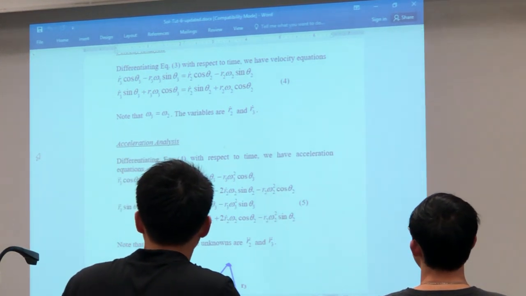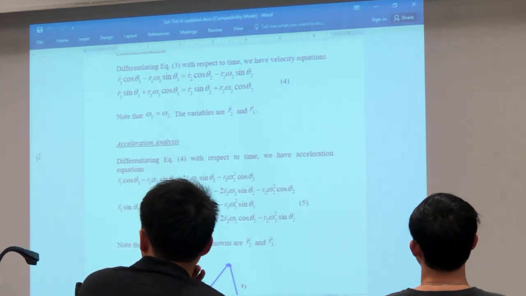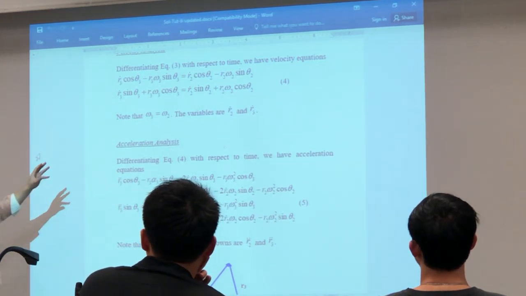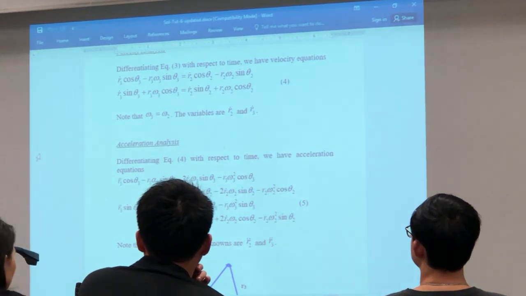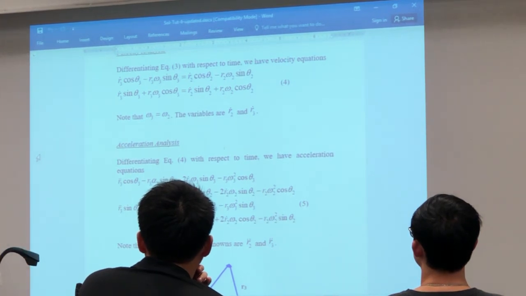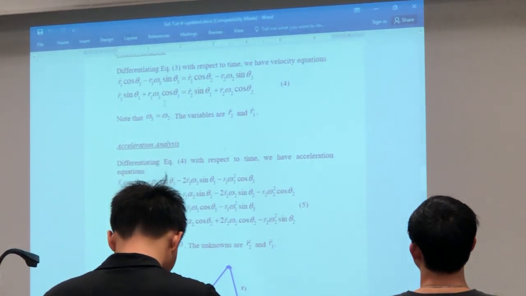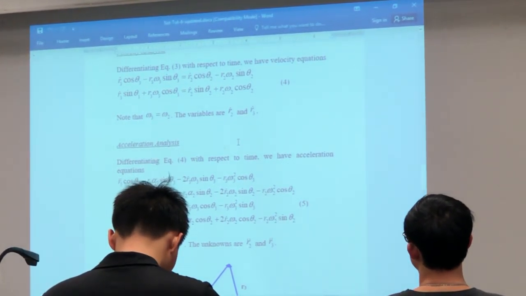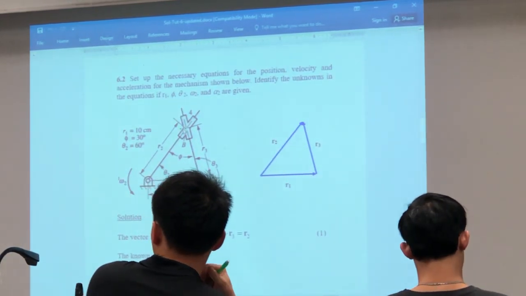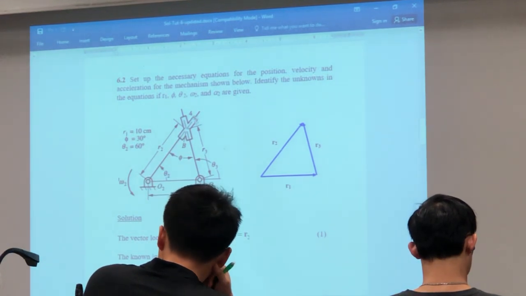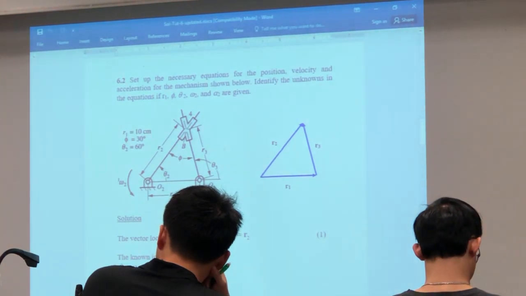For the velocity equation, x and y components, two equations, how many unknowns can you solve? Two unknowns. What are the unknowns? They are dr2/dt and dr3/dt, R2 dot and R3 dot, the sliding velocity of the slider along link 2 and the sliding velocity along link 3. R2 dot is the sliding velocity along here, and R3 dot is the sliding velocity along this line.